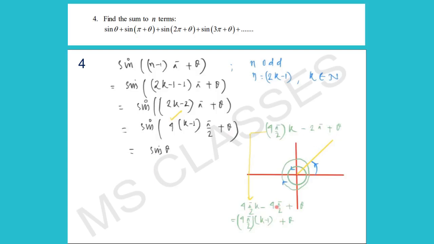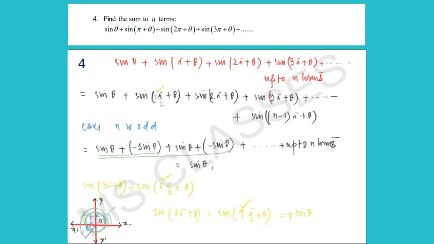Here also you are doing the same thing. 4k into pi by 2, that will give you k circles. Minus 2 pi means clockwise, plus theta means this one. Or you can take 4 pi by 2 common, k minus 1, that means k minus 1 circles plus theta. Any time in which quadrant? First quadrant, so sine theta. So whenever we have an odd number of terms, what we observe is we'll get sine theta. Now, the even terms will add up to 0. If we add all the even-numbered terms, it will add up to 0, and then the odd term will give us sin theta.